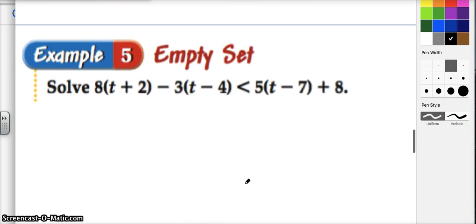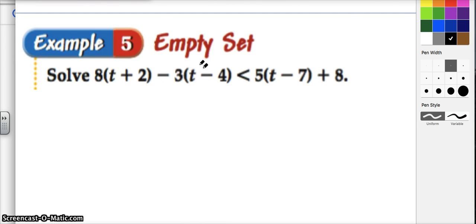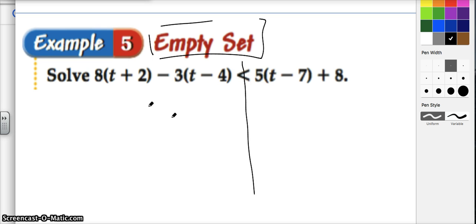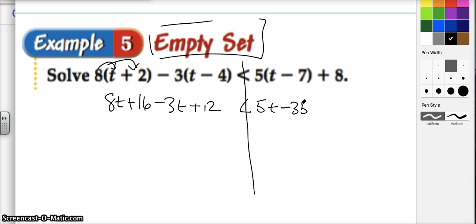So here we have another problem that looks nice and involved and beautiful, but it's called the empty set. So we're going to figure out what that means. We're going to go about our business and solve as we usually would. Little distributive property, we get 8t plus 16, with the 8 hanging out here. I'm going to distribute the -3 through here. So I have -3 times t is -3t, and a negative times a negative is a positive 12. That's less than, distribute the 5t. 5 times that gives me a -35 plus 8.